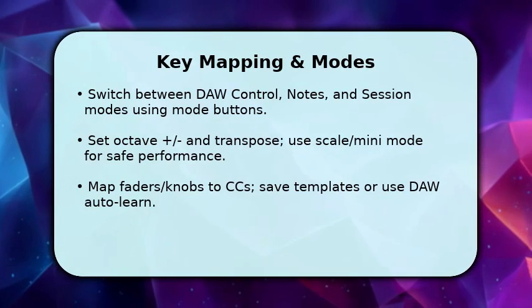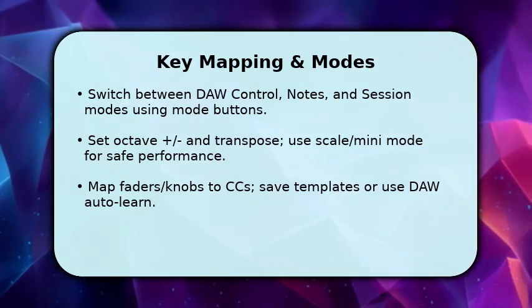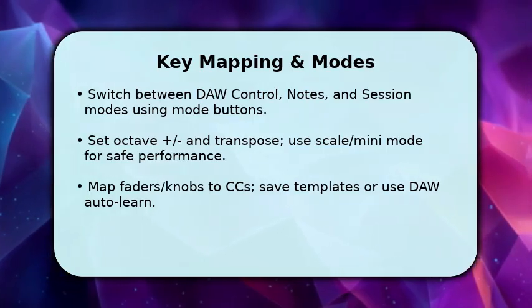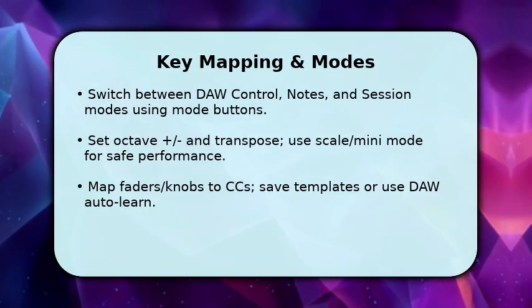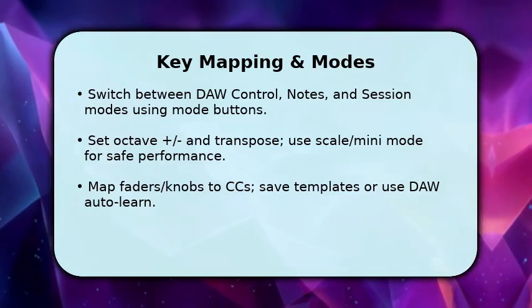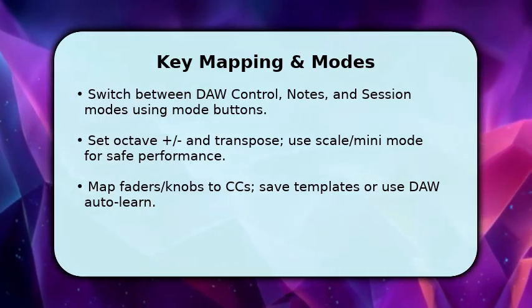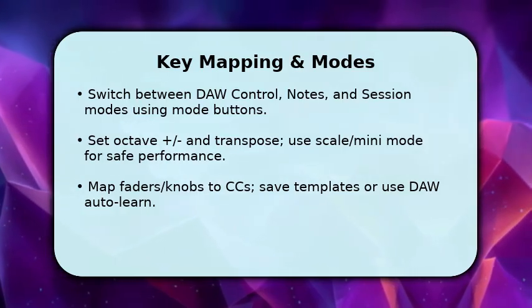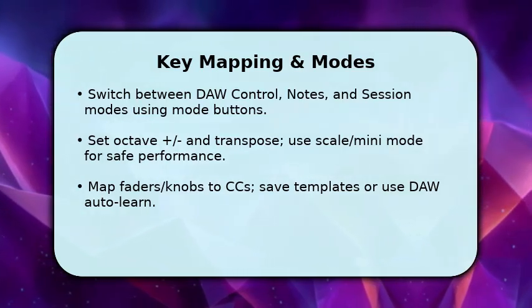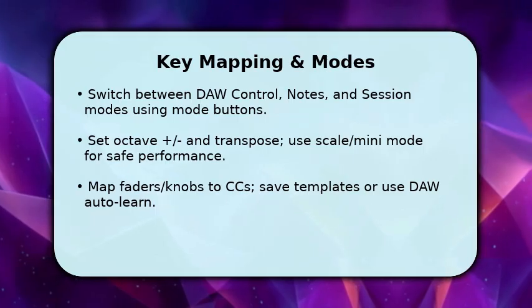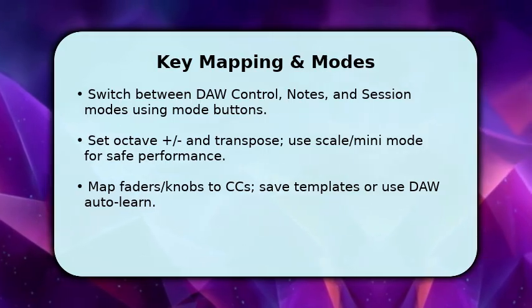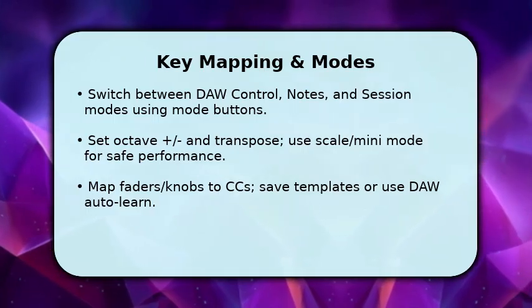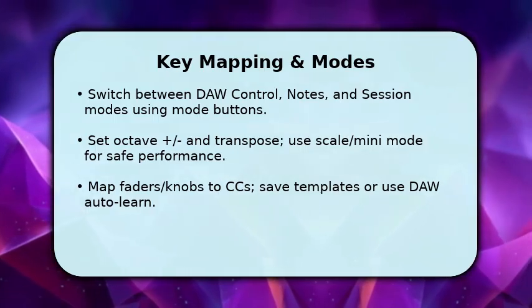Now you'll define what each control does so performance and production flow. Use the mode buttons to toggle DAW control, notes, and session modes. Once in notes mode, adjust octave or transpose to reach the instrument range you need. Engage scale or mini mode to constrain notes if you want safer playing. For knobs and faders, enter your DAW's learn or mapping mode and move a control to assign it to a plugin parameter. Once mapped, save the template or snapshot so you don't repeat this step.